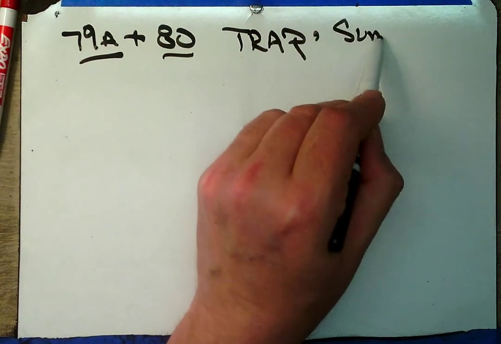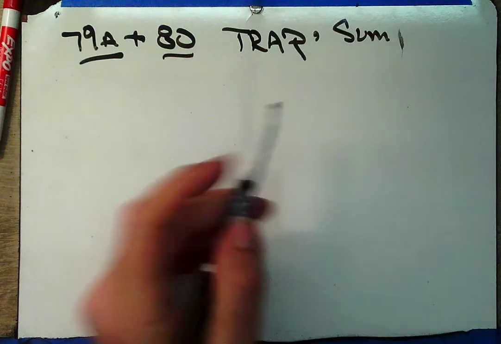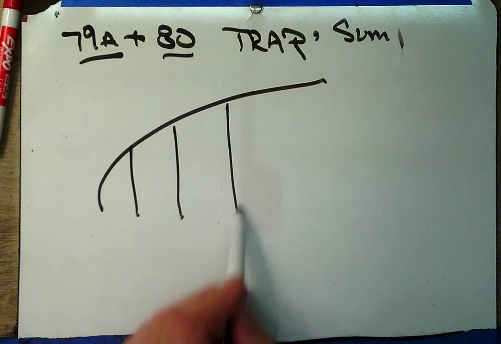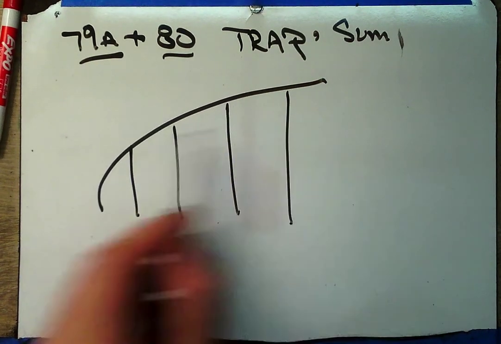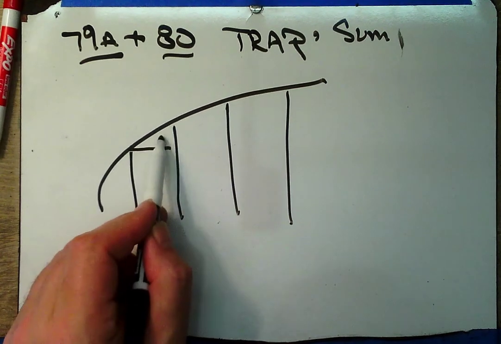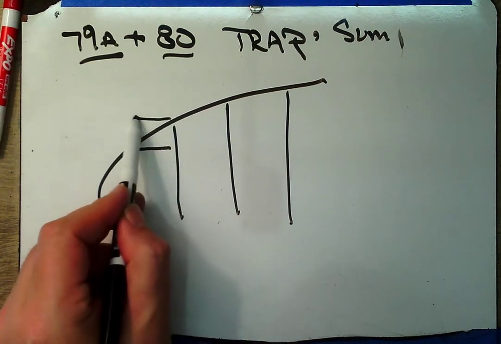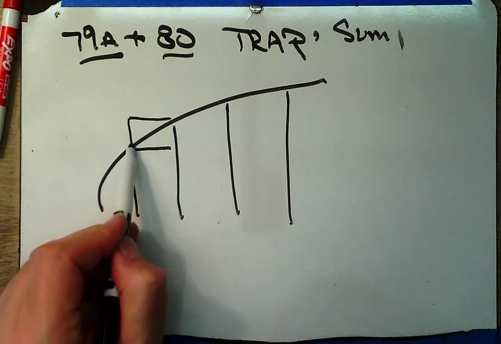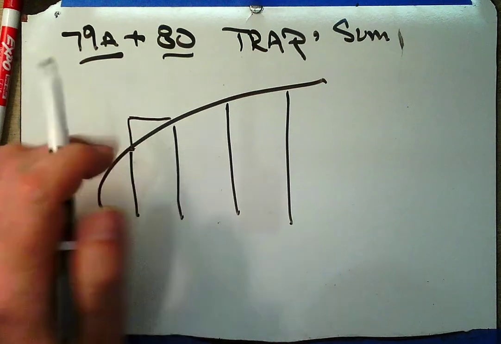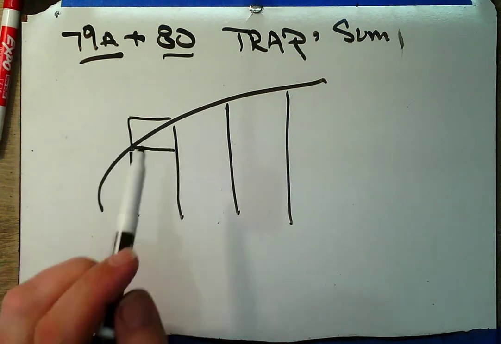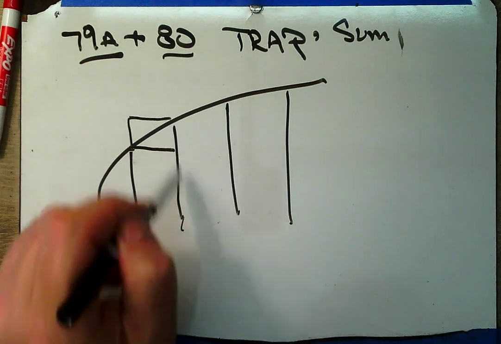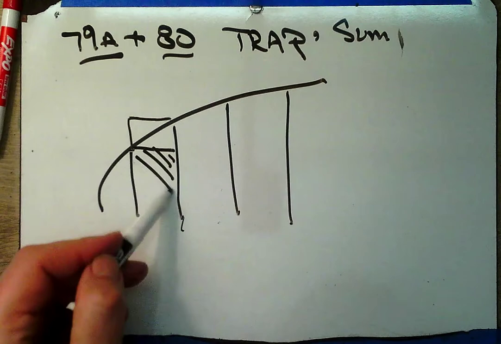Trapezoid sum. So here's the thinking. The thinking is that if I have this curve and I have these subintervals and I'm making these rectangles, here's the thing about these rectangles. It's either undercounting or it's overcounting. So what could I do about that? Well, we had talked about averaging this underestimate with this overestimate, right?